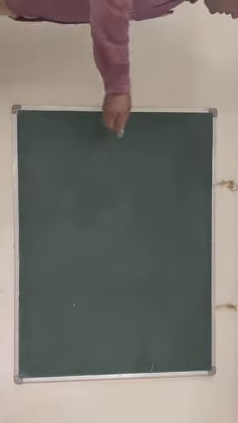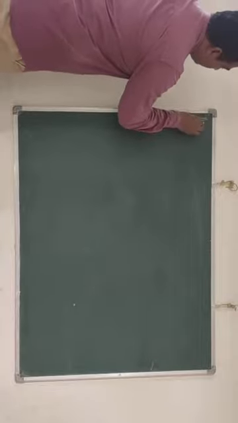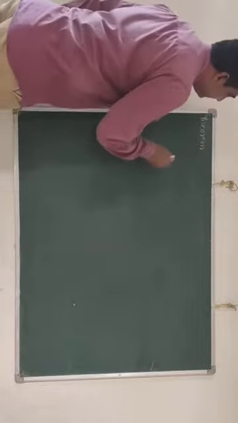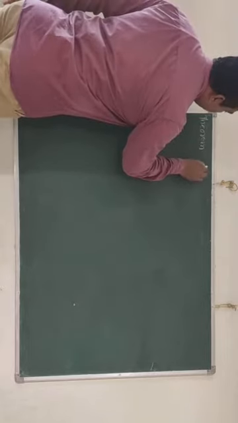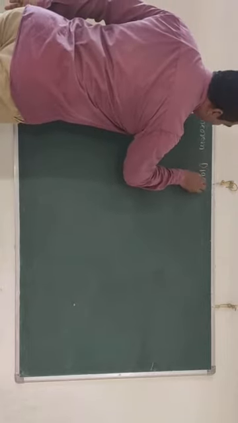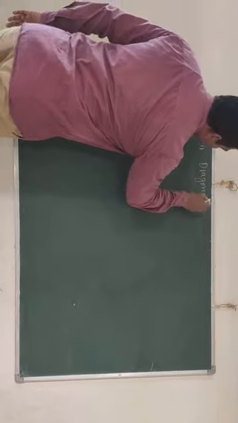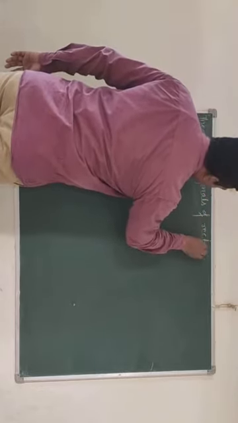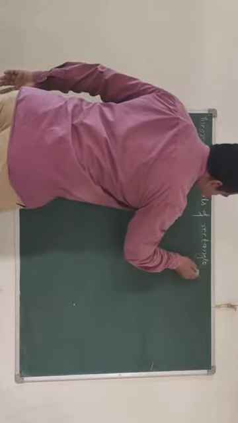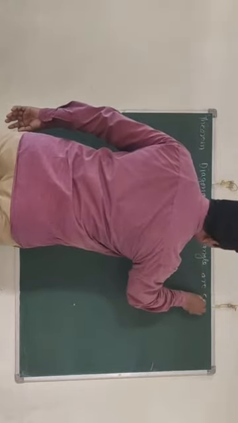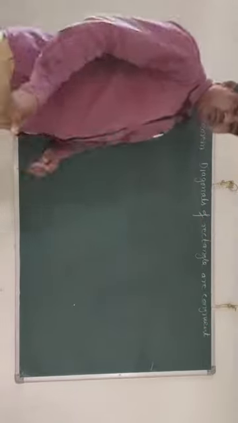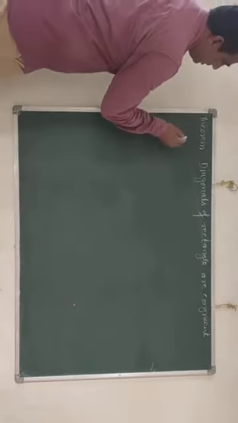So here, let's prove one of the theorems: that diagonals of a rectangle are congruent. Okay, so here first of all, the diagram.